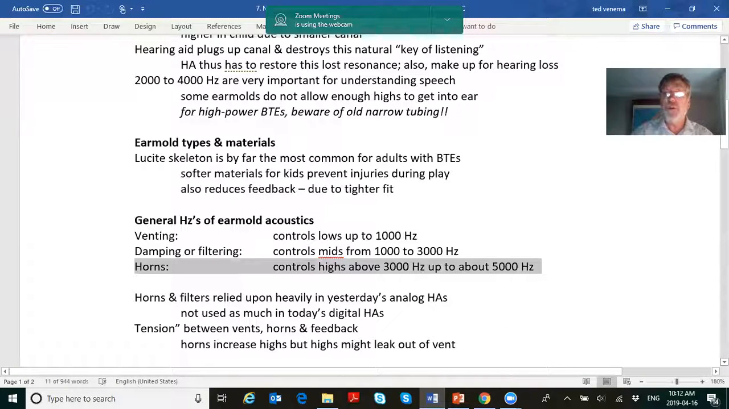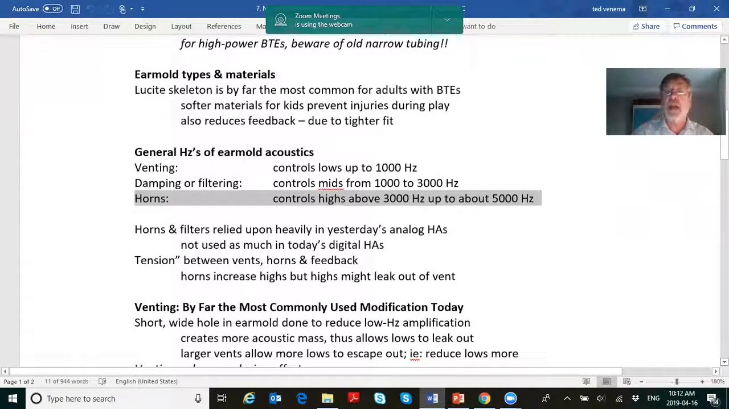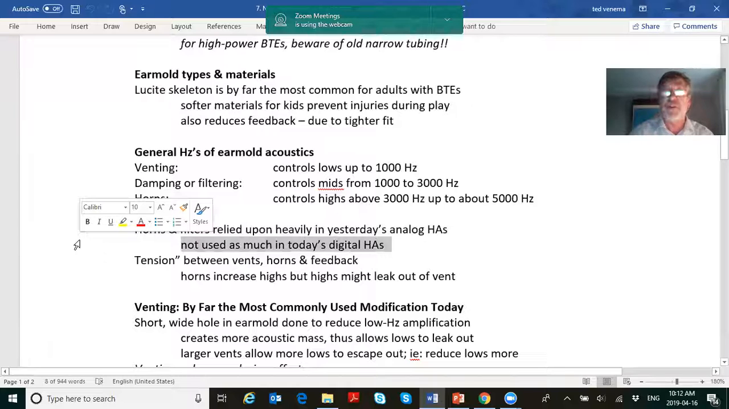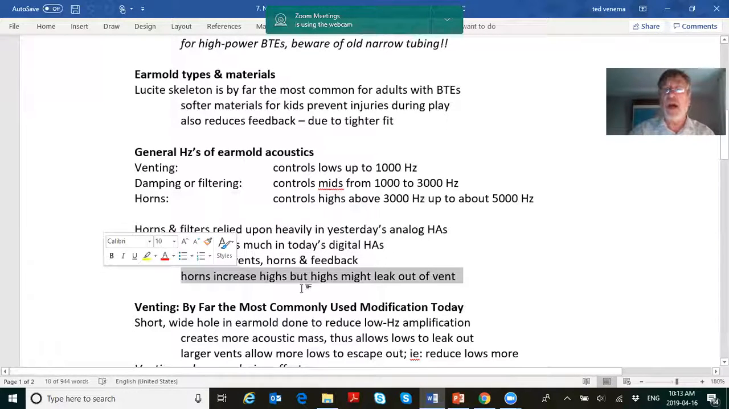Horns and filters were relied upon heavily in yesterday's hearing aids. They aren't used much today because today's hearing aids are digital and they're very, very flexible, and you can get anything you want at Alice's Restaurant, so we don't rely on them as much today. There is always a tension between vents, horns, and feedback. Horns increase the highs, but highs might leak out of the vent.